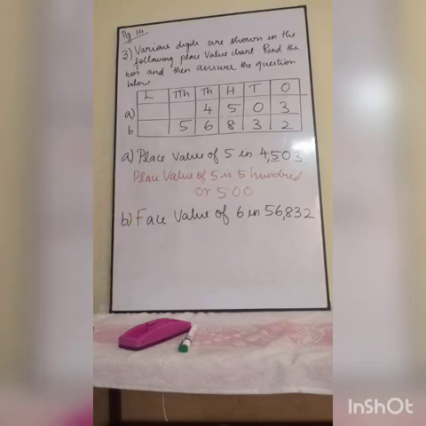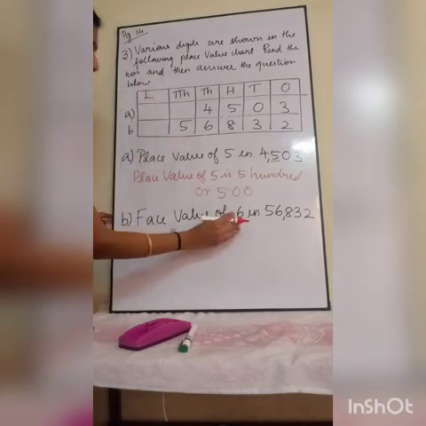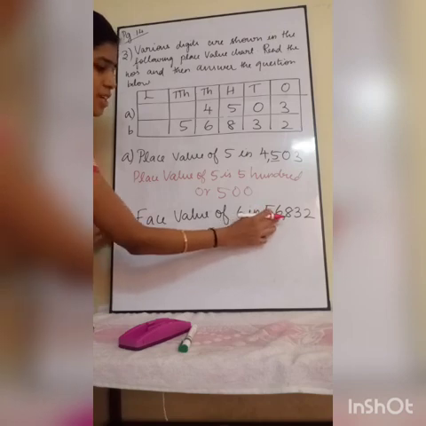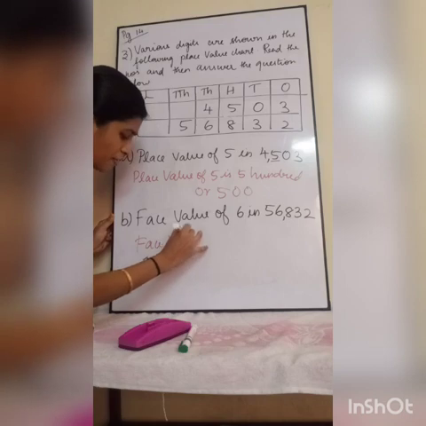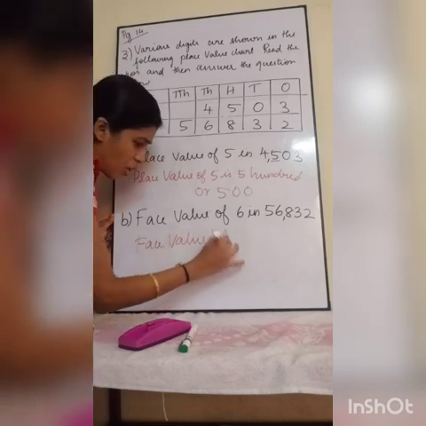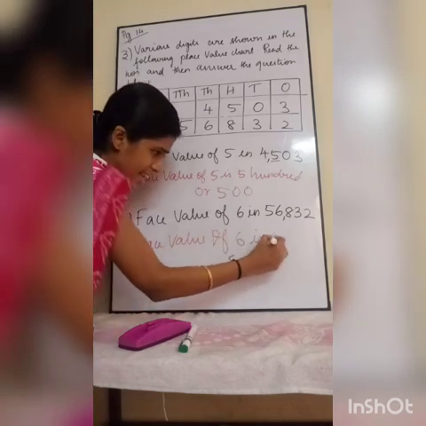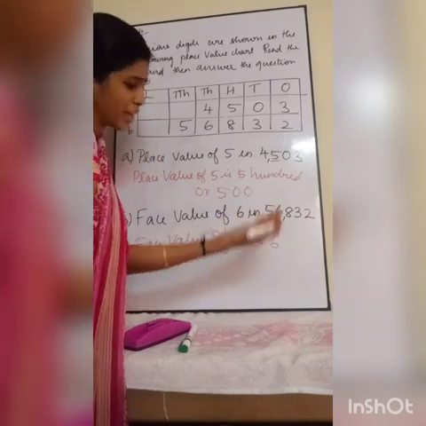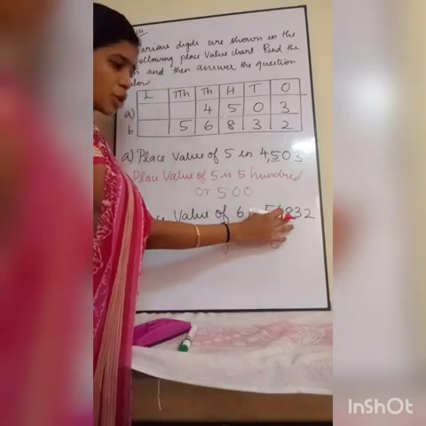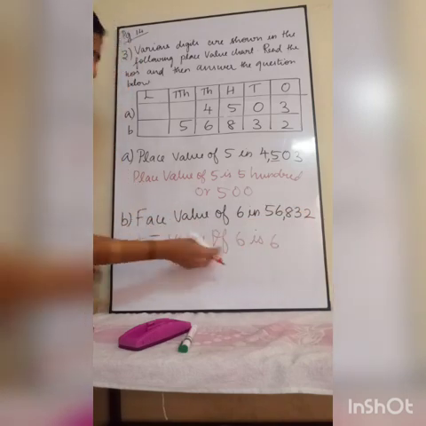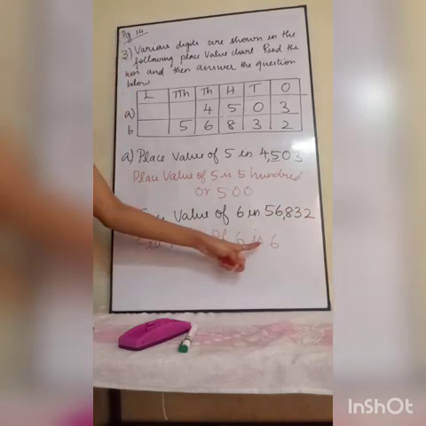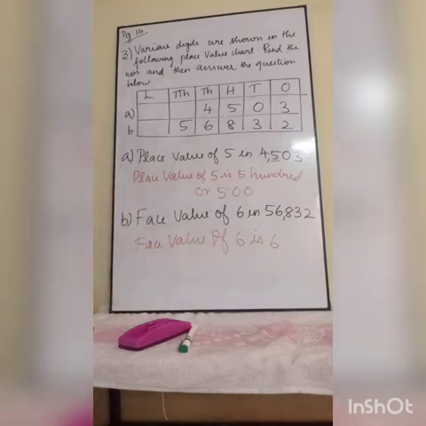Face value means what will you write? The number itself. Whichever number they are asking, the same number you will write. That is your face value. So face value of 6 in this is 6 only. If they ask for 5, you will write 5. If they ask for 8, you will write 8. If they ask for 3, you will write 3 too. But here they ask the face value of 6, so the answer is 6. Understood?